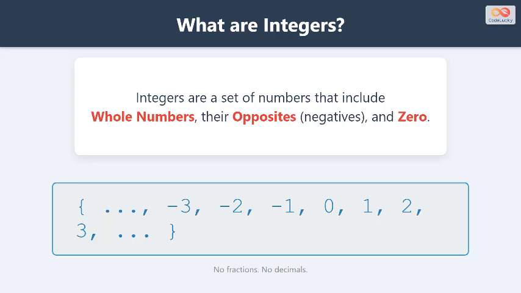So, what exactly are integers? Integers are a specific set of numbers. This set includes all the whole numbers you already know, like 1, 2, and 3. It also includes 0. And importantly, it includes the opposites of the whole numbers, which are the negative numbers. Remember, integers do not include fractions or decimals.